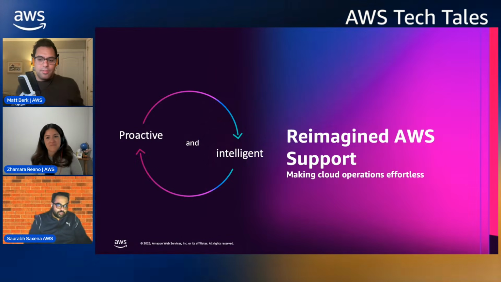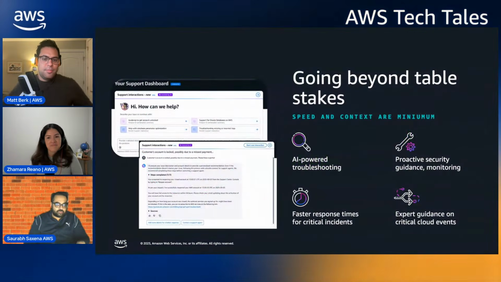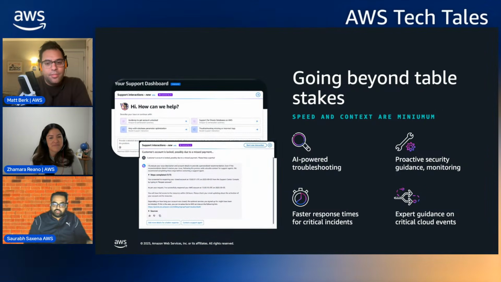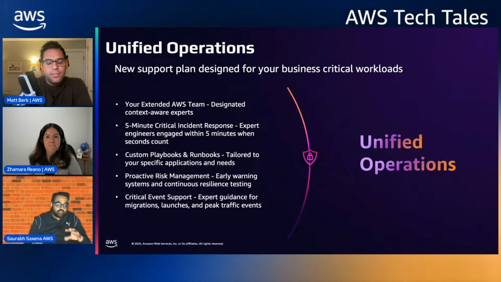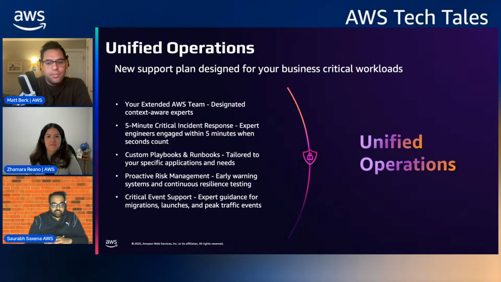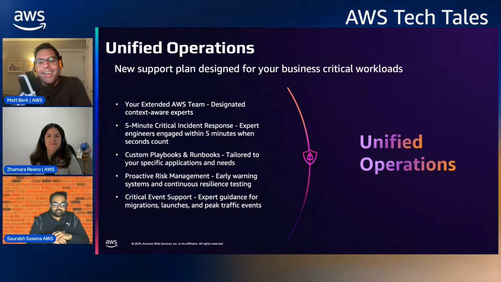So this year, we launched a more proactive and intelligent, reimagined AWS Support. We've gone beyond the table stakes. We have fast response time, expert guidance, and we launched a whole new tier called Unified Operations. I'd love to dig deep, take a couple of minutes, and if I'm on time, I might be able to squeeze in a demo as well if I can wrap everything up in the next five minutes.